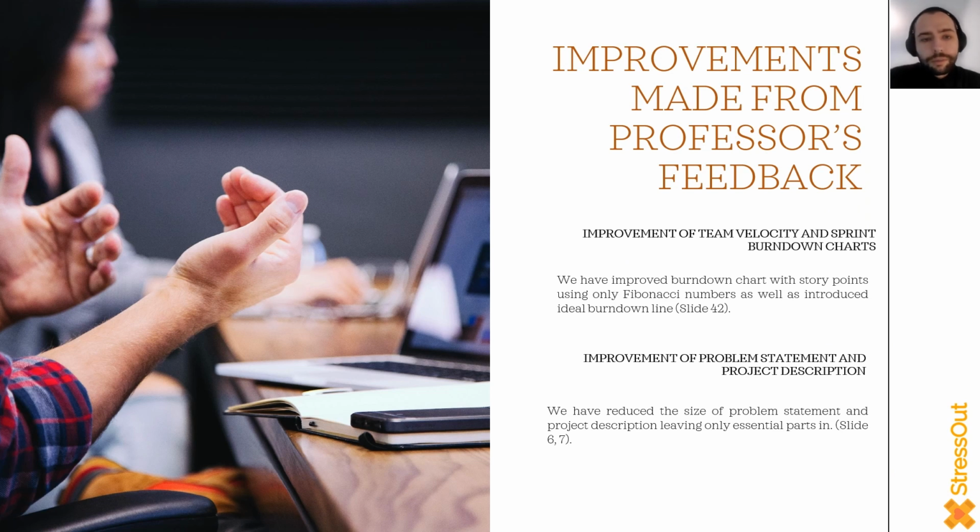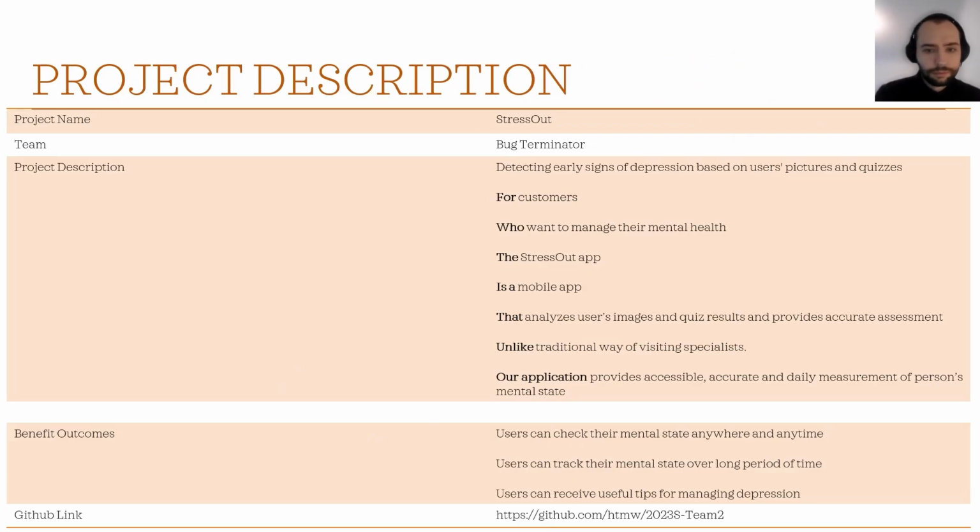So from last time, the Professor made some comments that we ought to improve. We've improved team velocity and sprint burn down charts. We have improved the burn down charts with story points using only Fibonacci numbers, as well as introduced an ideal burn down line. Also, we've made improvements to the problem statement and project description. They were too big in size, so we've cut them down to reflect just the essential parts that our application is trying to solve. This is our project description.